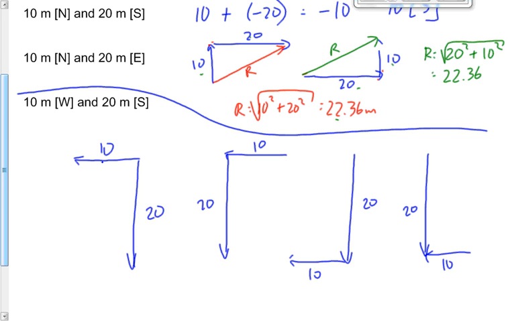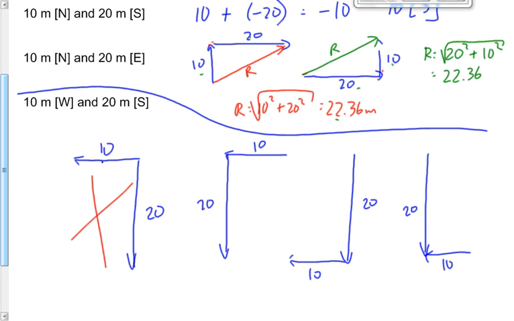First one. Does that work for us? What's wrong with the first one? Back to back. It's drawn back to back. We can't do that. Okay? It's not the rules. We can't do that if we want to add these two correctly.